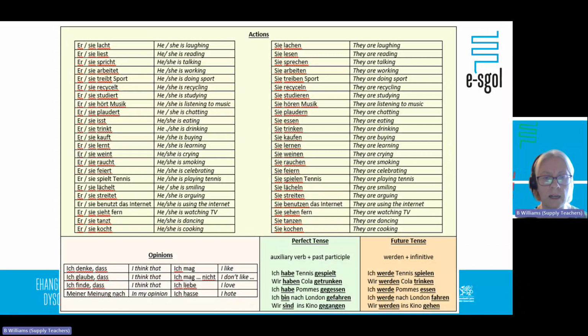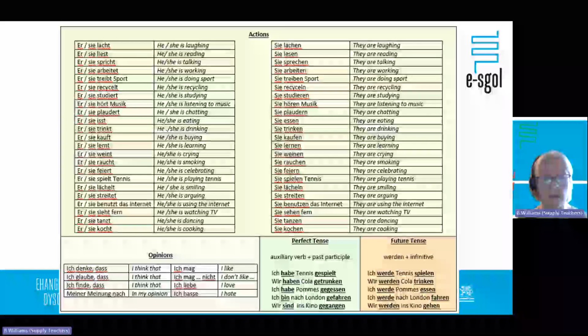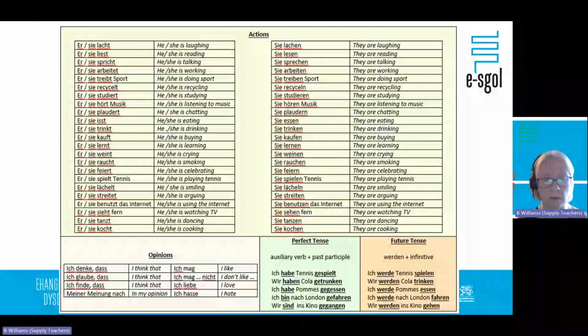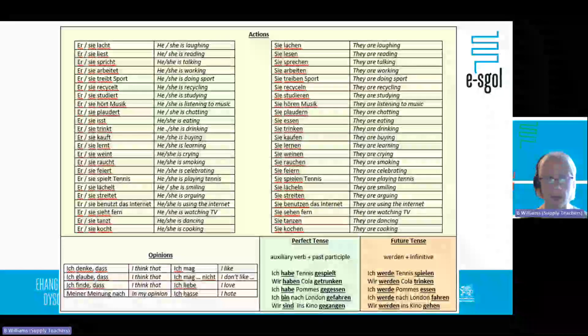And then in the future tense, ich werde something spielen, for example. Okay, if it's more than one person, wir werden Cola trinken. So we will drink cola.